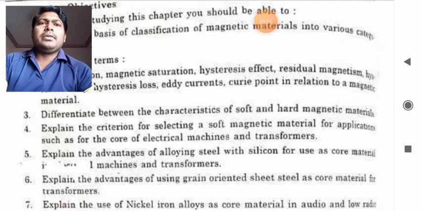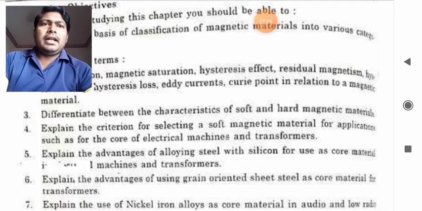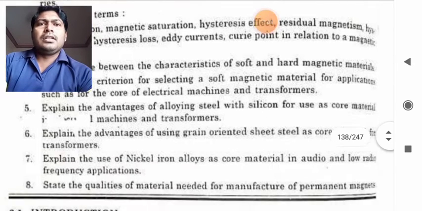We can also explain the criteria for selecting a soft magnetic material for applications such as the core of electrical machines and transformers. We can also explain advantages of alloying steel with silicon for use as core materials in the machines and transformers. Explain the advantages of using grain oriented sheet steel as core material for transformer.